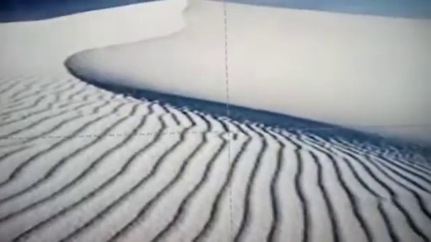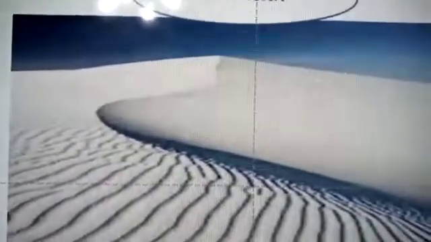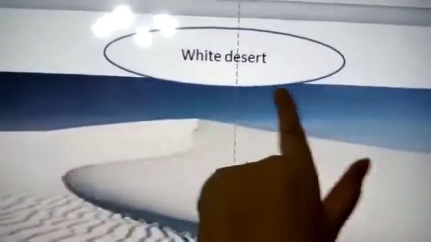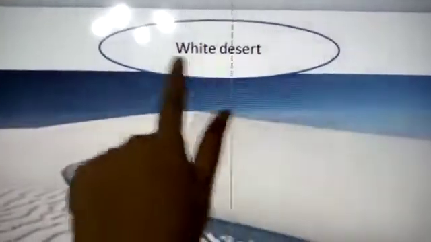Look now, what can we see? We can see white sand. Which is called what? Which is called the white desert.